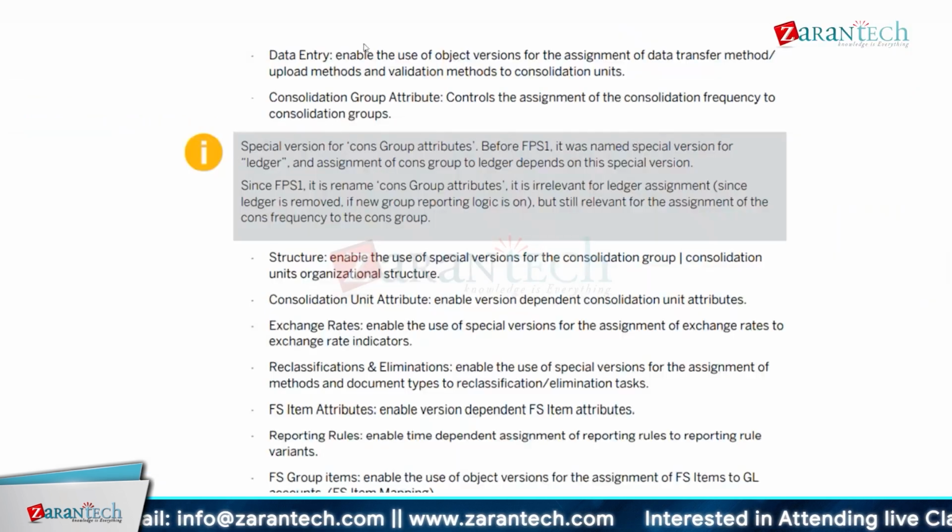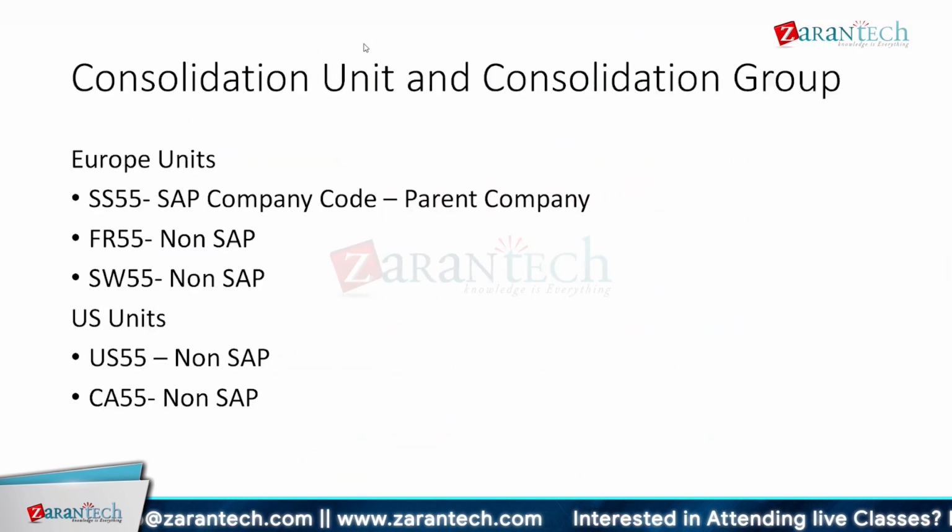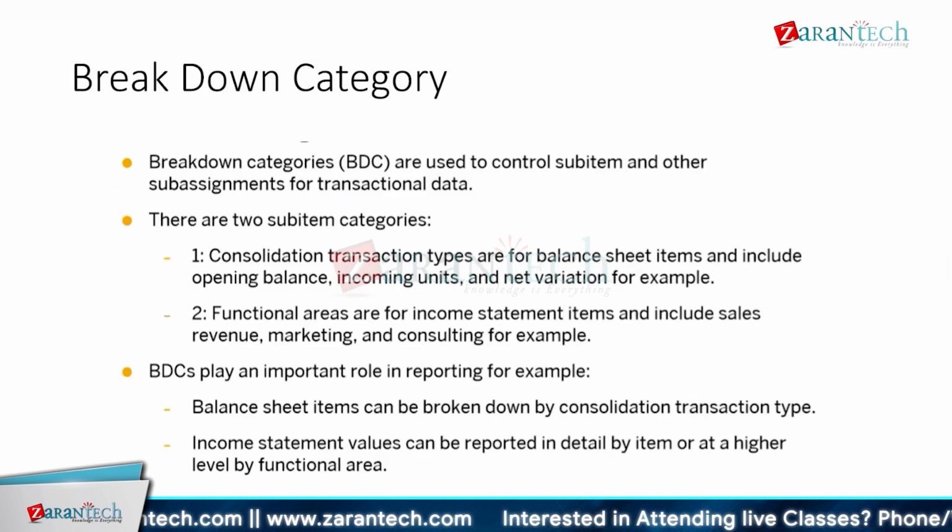See here, whenever we divide an FS item, there will be a breakdown category. Breakdown category basically divides into 2 types: a transaction type or a functional area. That means the data that I posted in finance, that finance data mapped to an FS item, came to an FS item. That FS item has a breakdown category. That breakdown category helps to identify 2 things: one is sub-item, and another is sub-item category.